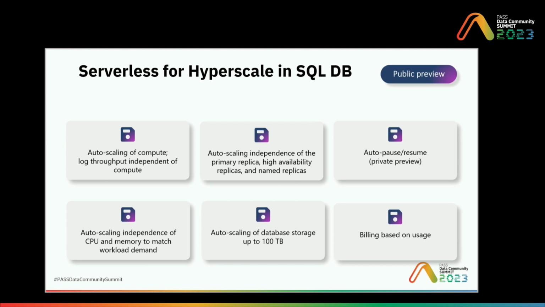So let's recap what exactly serverless can do. Serverless auto scales compute, which means you can go from, as I showed before, 1.25 cores to 80 vCores. Your log throughput is independent of how your compute scales. You can go up to 100 terabytes for serverless. And again, your billing is completely for what you exactly use. Also, we have auto pause and resume in private preview. If any of you are interested in that, please let us know. We are happy to enroll you into the private preview. Auto pause and resume is very important for serverless.